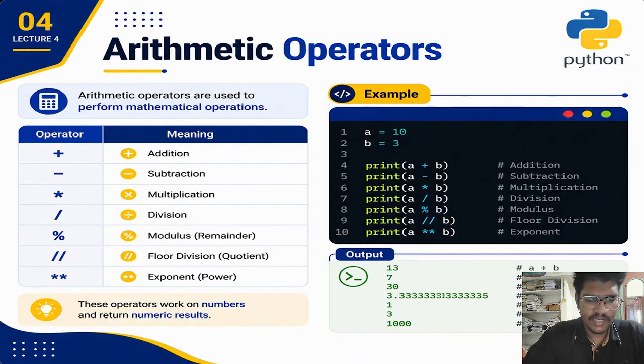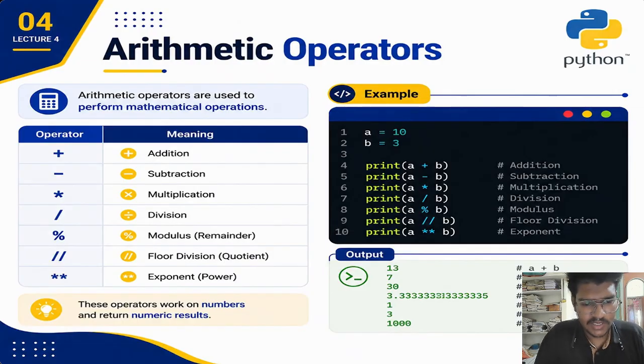The next is floor division. It is denoted by a double slash and returns the quotient of the division, rounding down to the nearest integer. For example, 10 floor division 3 gives 3. It basically gives the integer part of the quotient, discarding the fractional part. And the next is exponentiation. It is denoted by a double star and raises the left operand to the power of the right operand.